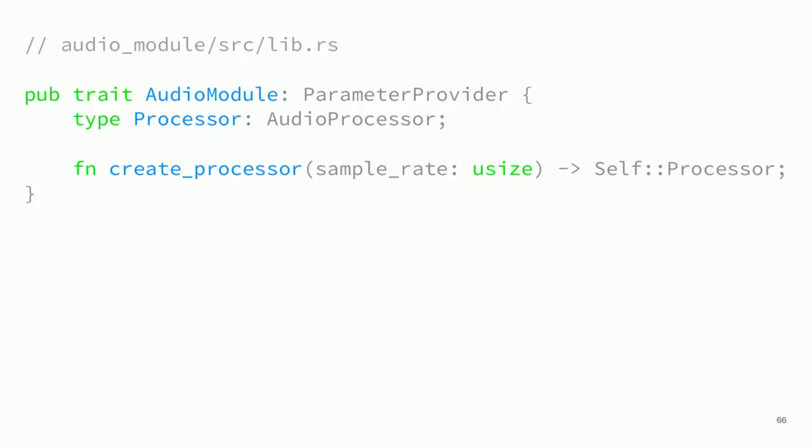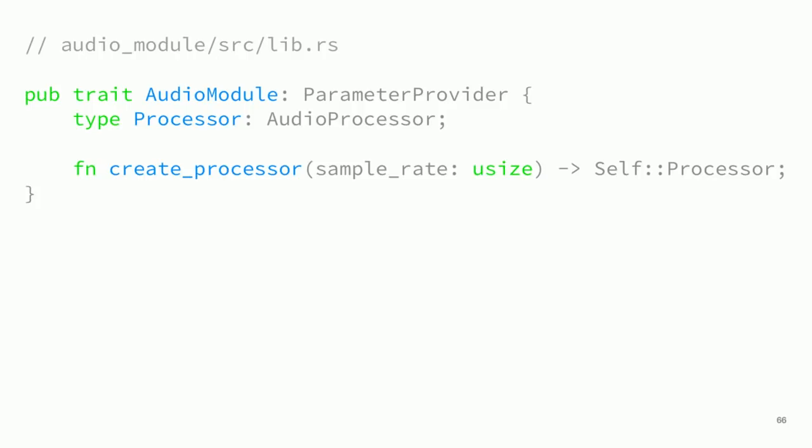And they allow for different behaviors depending on what you do with them. But really, if you think of it as declaring an interface, and then how you use that interface is something that will become a bit clearer. So here we're saying an audio module is a parameter provider. That's another trait. There is a trait called parameter provider, and the trait audio module also includes that trait as part of its interface.